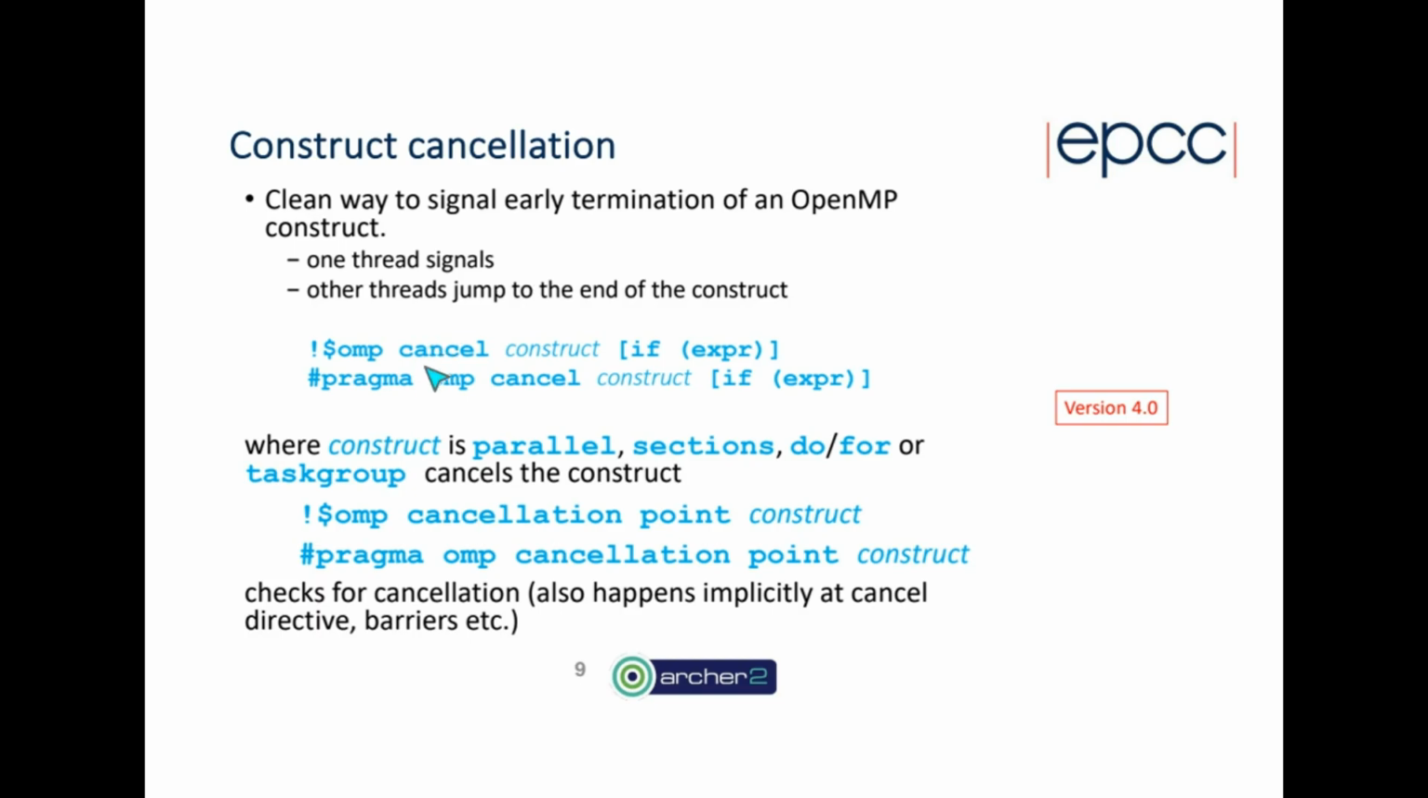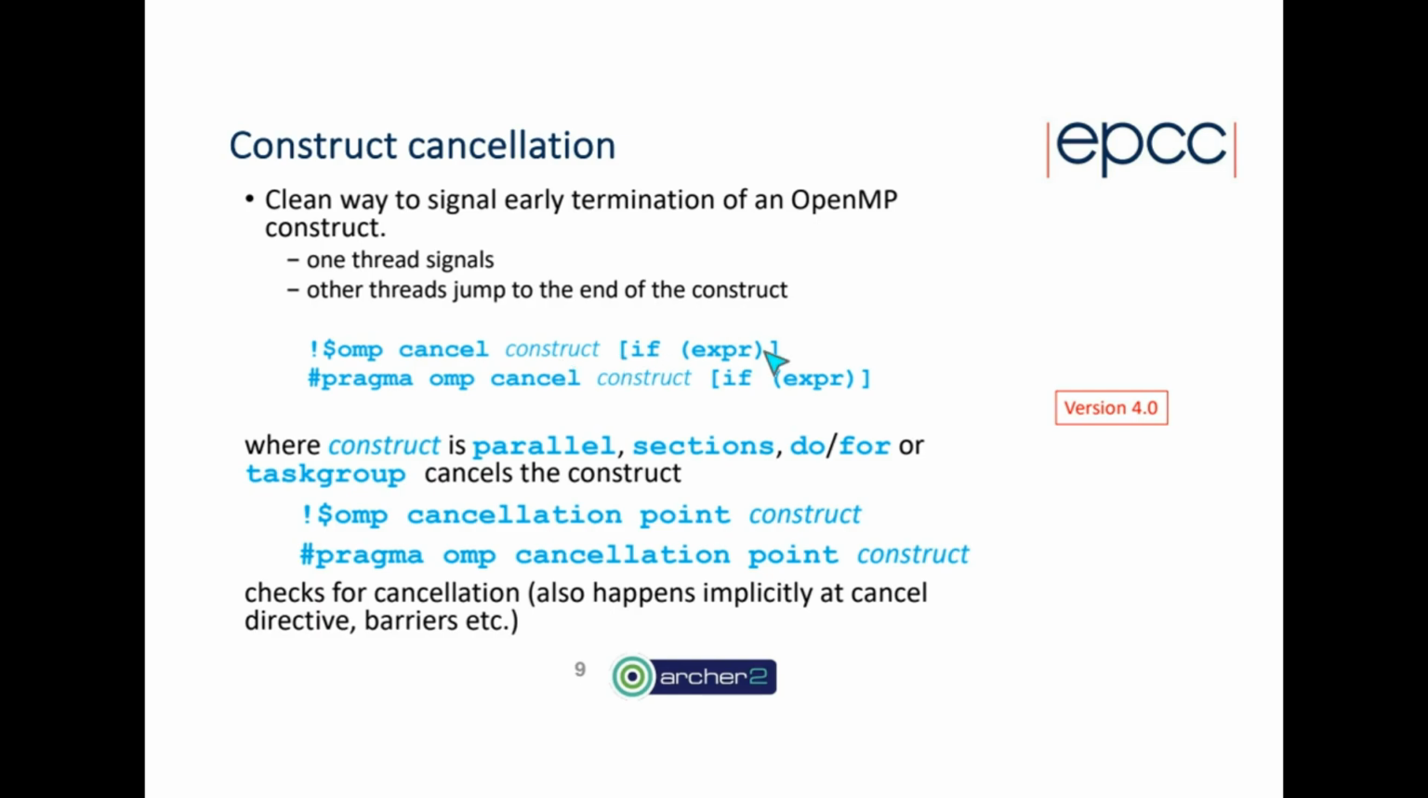Okay, so the cancel directive, you have to specify what construct it is that you want to jump to the end of, because that could be ambiguous. You could have a parallel region which contains a work sharing loop. So this allows you to say, okay, I want to jump to the end of the loop or jump to the end of the enclosing parallel region.